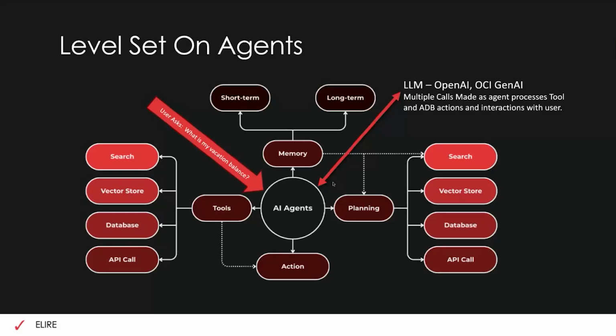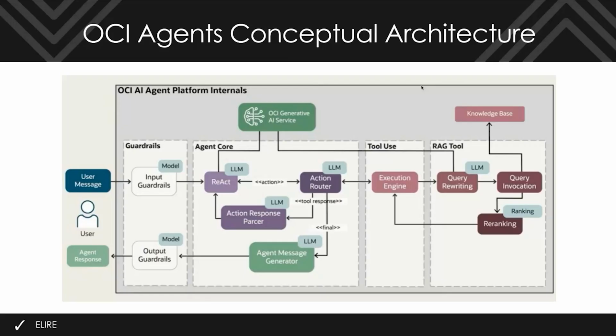So just a level set, if anybody was unclear on how agents work versus LLMs, large language models, or small language models, they also operate the same way. So if we scale this concept a little bit higher, this is just a conceptual architecture of how agents work, similar to the previous one, but this one we've also layered guardrails.